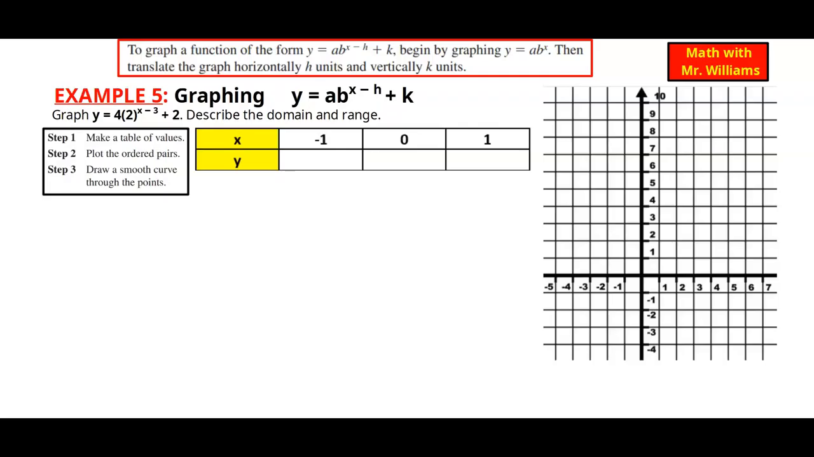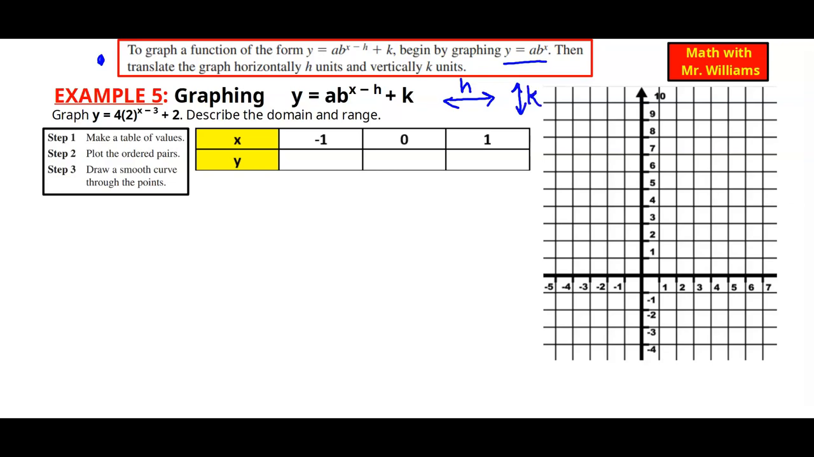Example 5, graphing y equals ab to the exponent x minus h plus k. Graph y equals 4 times 2 to the exponent of x minus 3 plus 2. Describe the domain and range. Okay, so an important point to look at here is to graph a function of the form y equals ab to the x minus h plus k, begin by graphing y equals ab to the x. Now this is going to be key for us. Then translate the graph horizontally h units, horizontally means this direction, and then vertically k units. So up or down, k units.